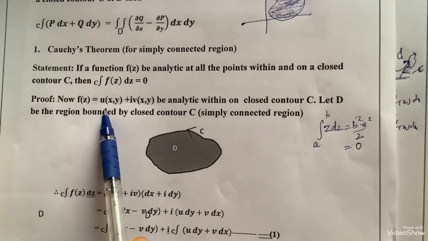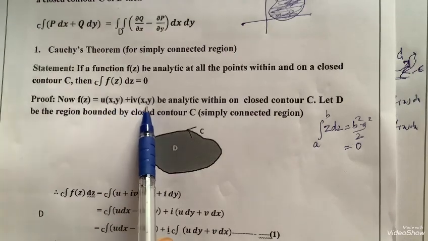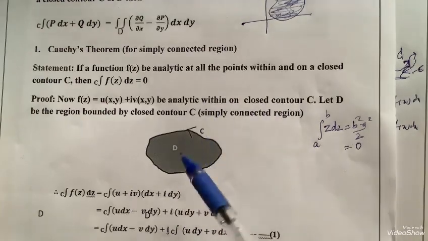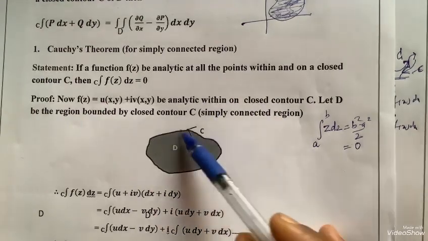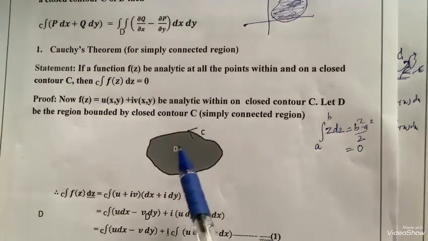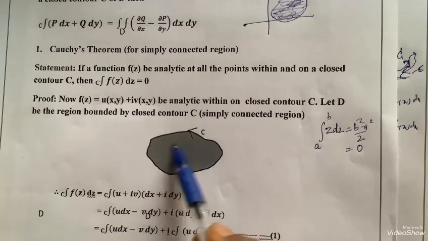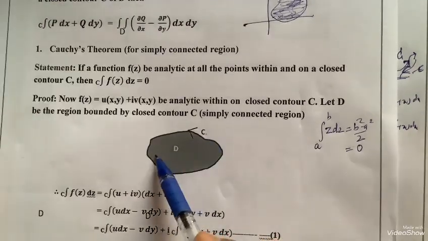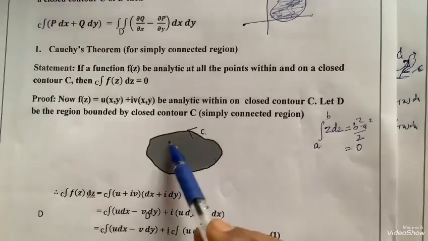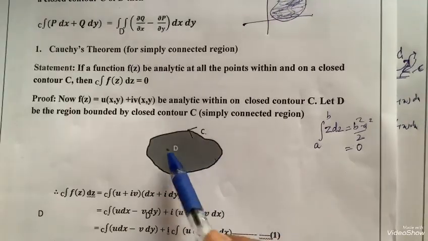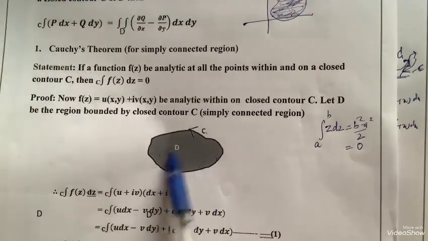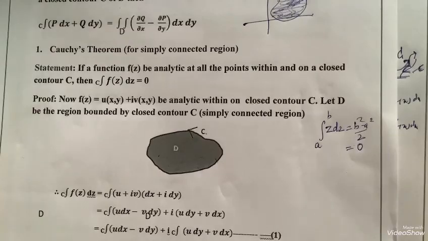So now let f z = u(x,y) + i v(x,y) be analytic within and on a closed contour C. See, this is the closed contour C. It is a closed contour means it is a simple closed curve, smooth curve, and this is the region bounded by C here. So the function is analytic at all these points as well as on the boundary here, and this region we will take as D. D will be the region bounded by C here, and this is not having any holes, so it is a simply connected region here.